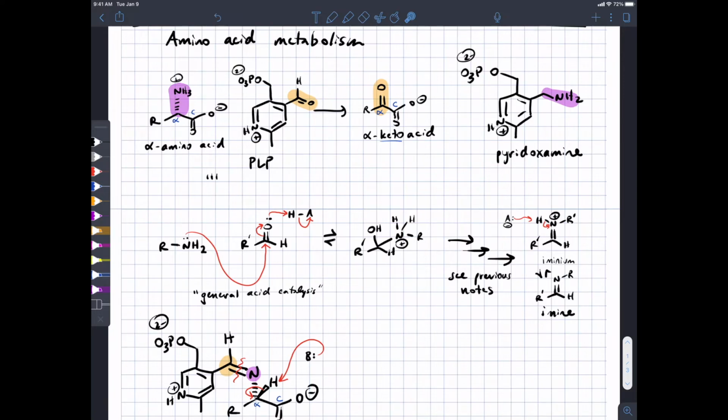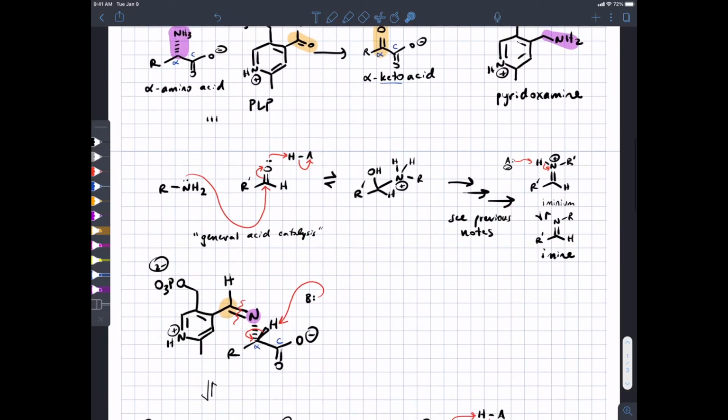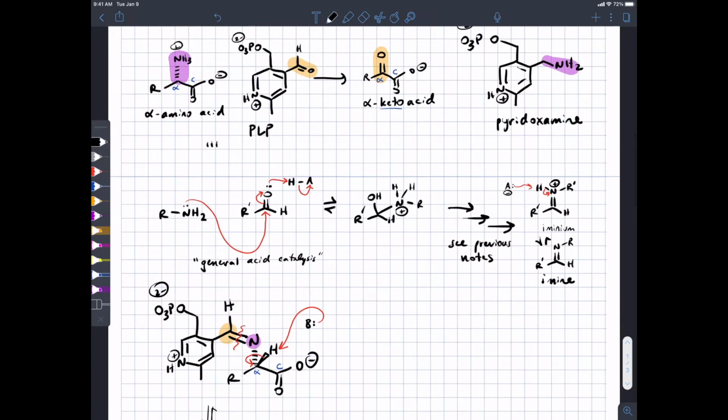Yeah? I might have just missed this, but what did you do to deprotonate the NH group to get it to the NH2? In the very first step. Yeah, I skipped over that. Where did I deprotonate the NH3 to get to the NH2? There we go. Okay, what else?